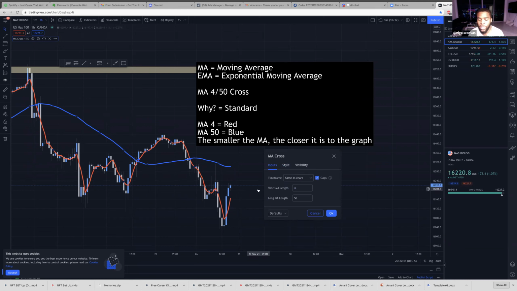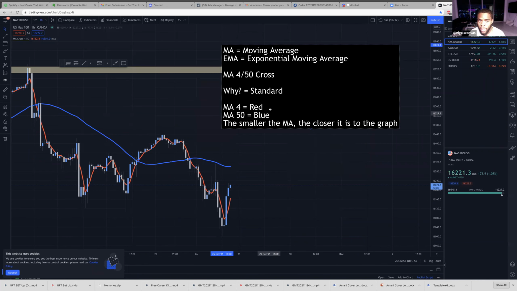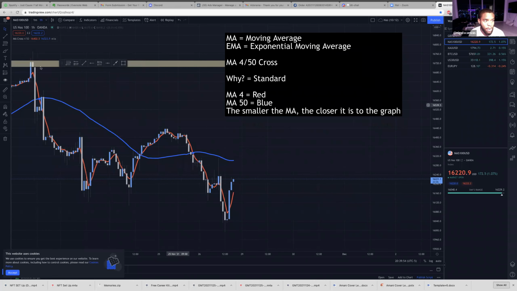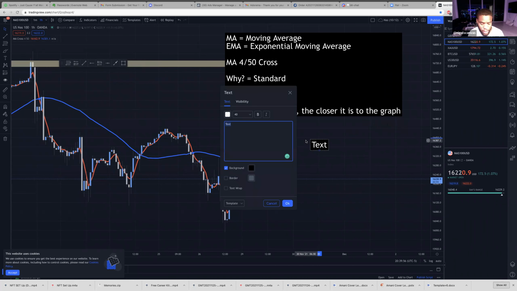All right, the short is going to stand for a smaller moving average. The long is going to stand for our bigger one. So now let's make it make sense. Now that we have our 4/50 cross, we need to determine what it means for us. Okay, now let's make it plain English.